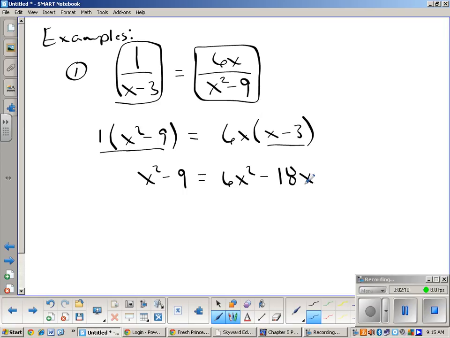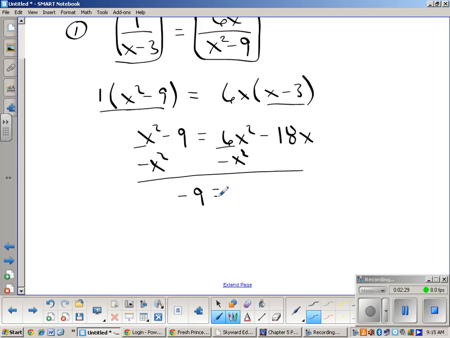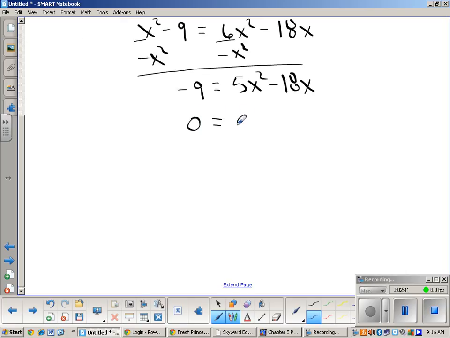Okay? Now, it's important now to solve a quadratic that we set it equal to 0. So I see a positive 6x squared and a positive 1x squared. So if I subtract the x squared, I get negative 9 equals 5x squared minus 18x. And then what do I do? Add 9 to both sides. So I get 0 is equal to 5x squared minus 18x plus 9, because we added 9 to get rid of the negative 9. Okay?